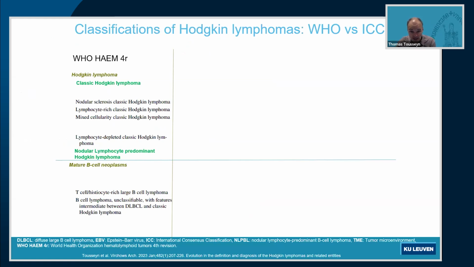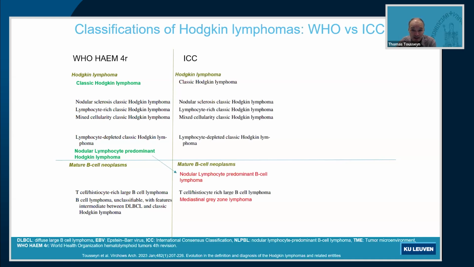So regarding the classification, there are currently, as you know, two classifications in use: on the one hand the WHO classification, which has a 5th edition, and the ICC classification. The WHO 5th edition does not differ that much from the 4th revised edition from 2017, in which there was a distinction between Hodgkin lymphoma and non-Hodgkin lymphomas, where 95% of Hodgkin lymphomas were part of the classic Hodgkin lymphoma with 4 subtypes: the nodular sclerosis, lymphocyte-rich, mixed cellularity, and lymphocyte-depleted. And then there's the smaller group of nodular lymphocyte-predominant Hodgkin lymphoma.